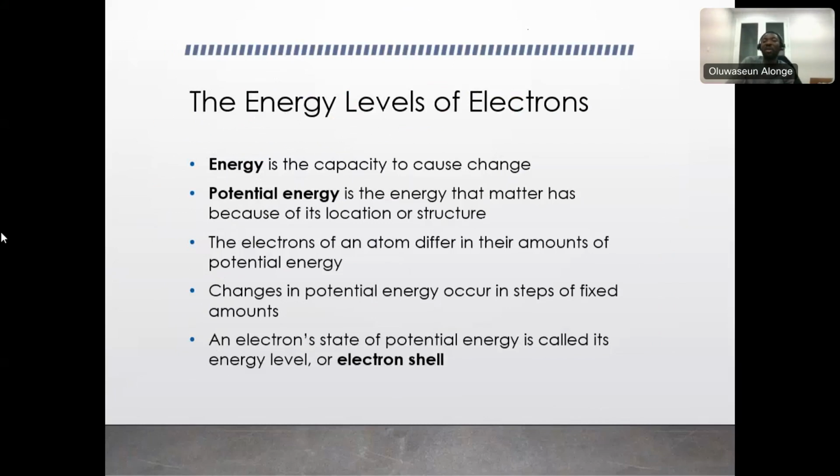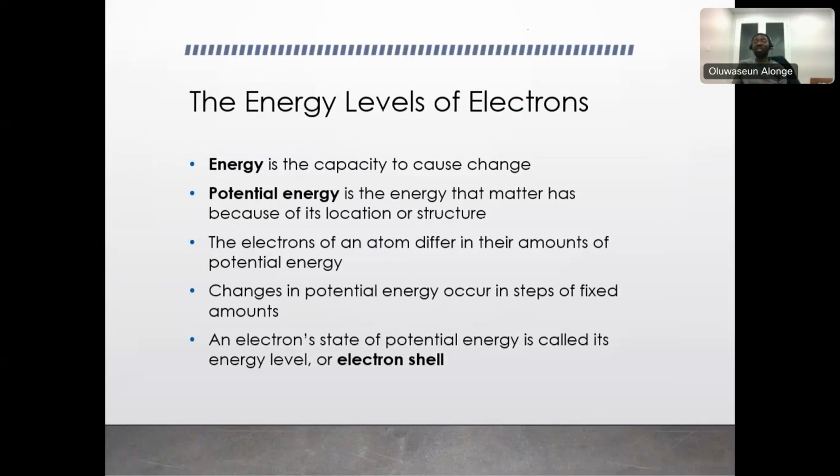All right, now energy level of electrons. Energy is obviously the capacity to work, to cause change. Now, potential energy simply means the energy that matter has because of its location or structure. So that means energy at rest is potential. If you look at the word potential, it means it has the ability to dissipate the energy, but it is still there, unexplored.